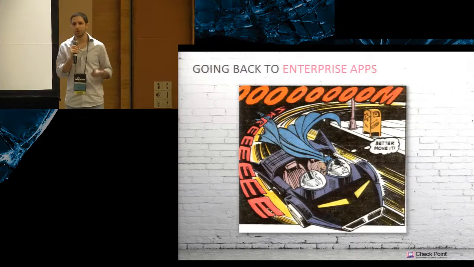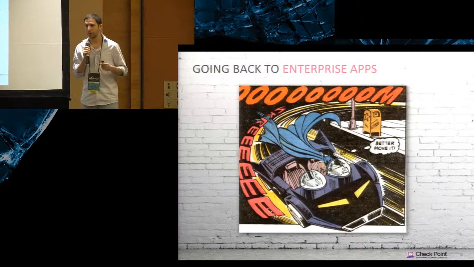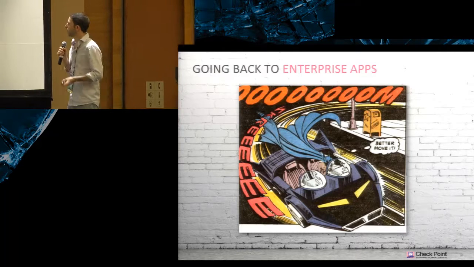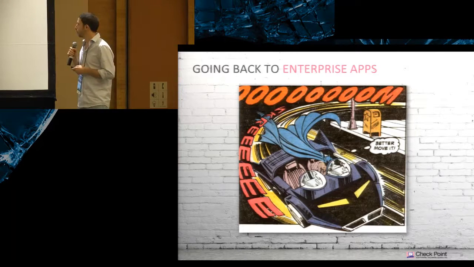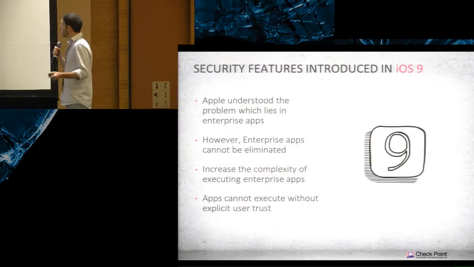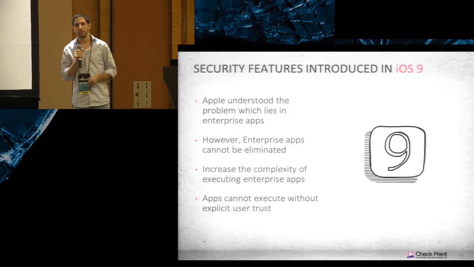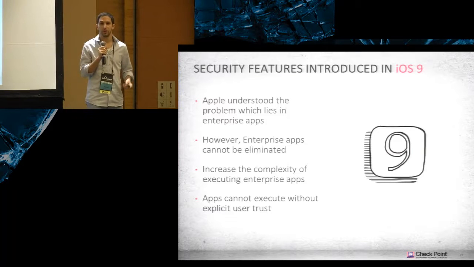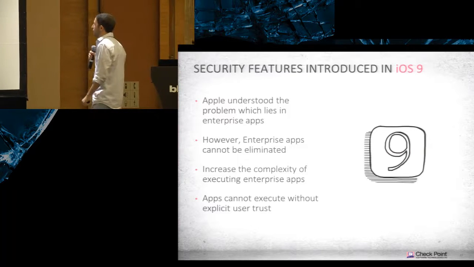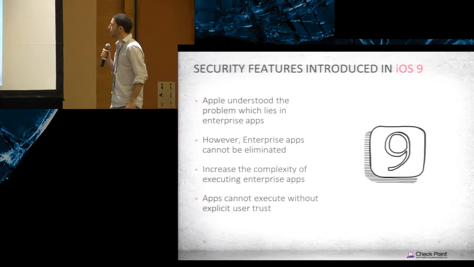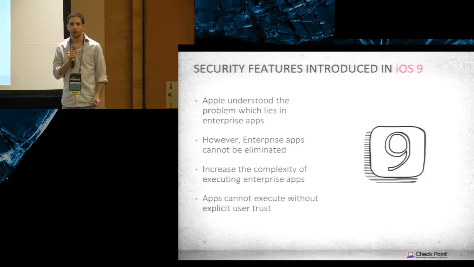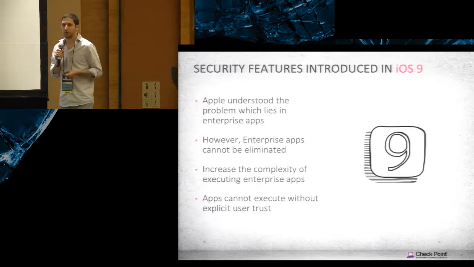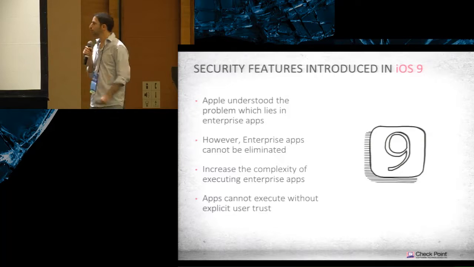Now that we understand that we have had a problem with MDMs for some time, and that we can attack an MDM and manipulate it, we can go back to enterprise apps. As Ohad said earlier, enterprise apps are dangerous. They can abuse public APIs, they can access restricted private APIs, and they can even jailbreak a device. We understand it, and it took some time, but Apple understood it too, and they decided to mitigate this dangerous problem.